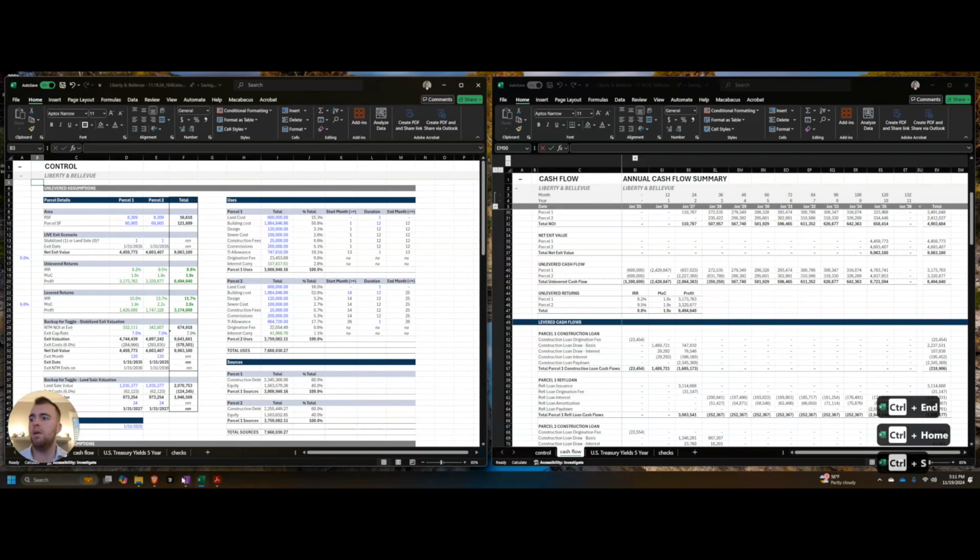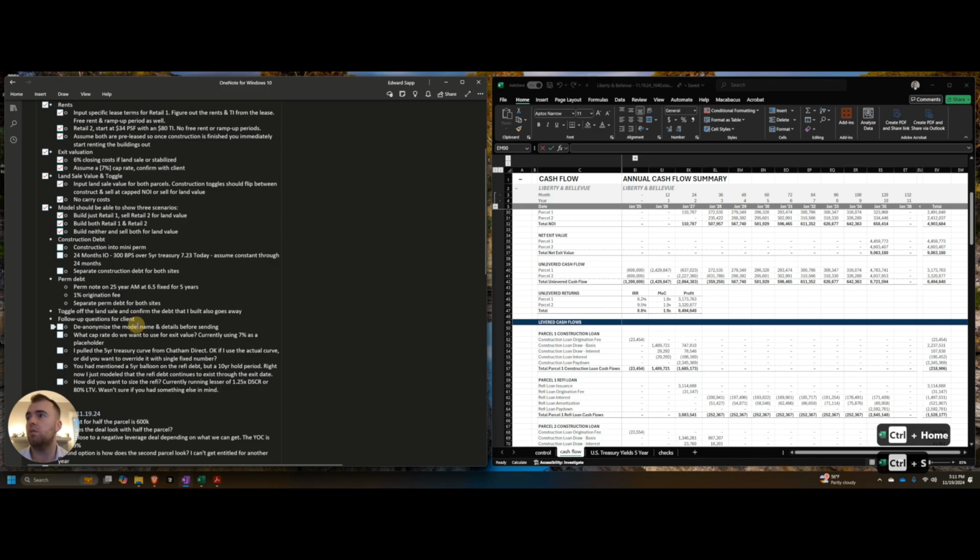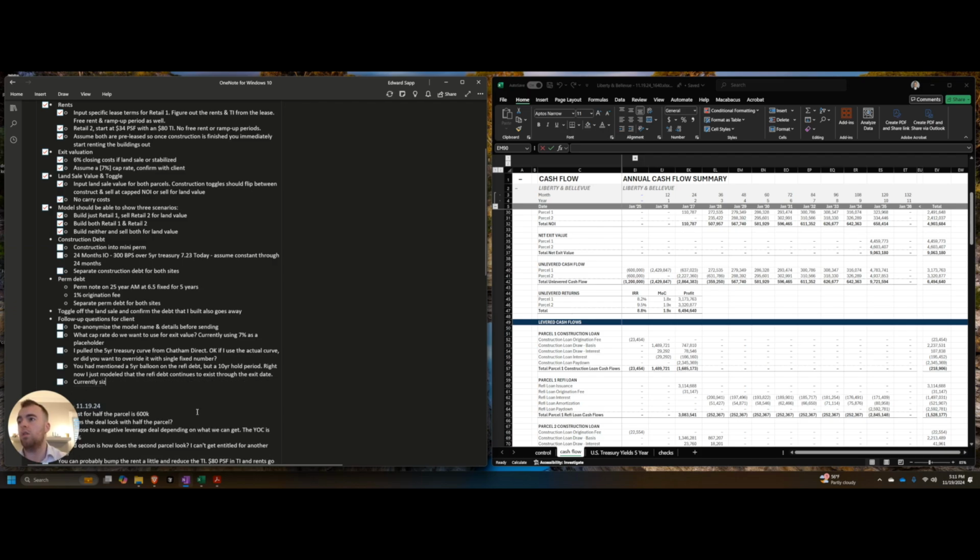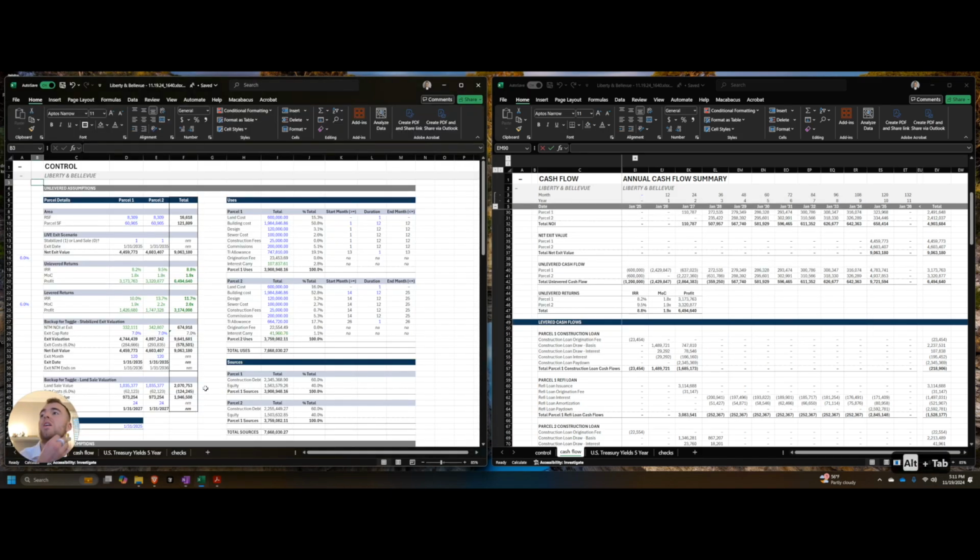And when I email him, I'm just going to de-anonymize the model because I anonymized it for you guys. Talk about the cap rate, talk about the Treasury curve I pulled, talk about the balloon, and then sizing the refi. Currently sizing the refi off an LTV of 80%. FYI, I didn't do the debt service coverage because it's like annoying.